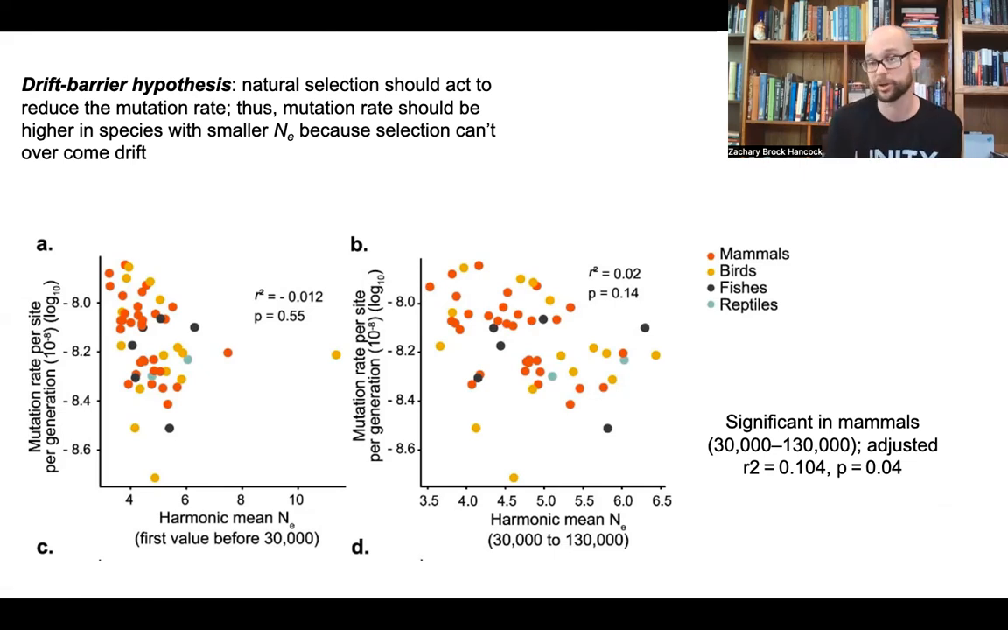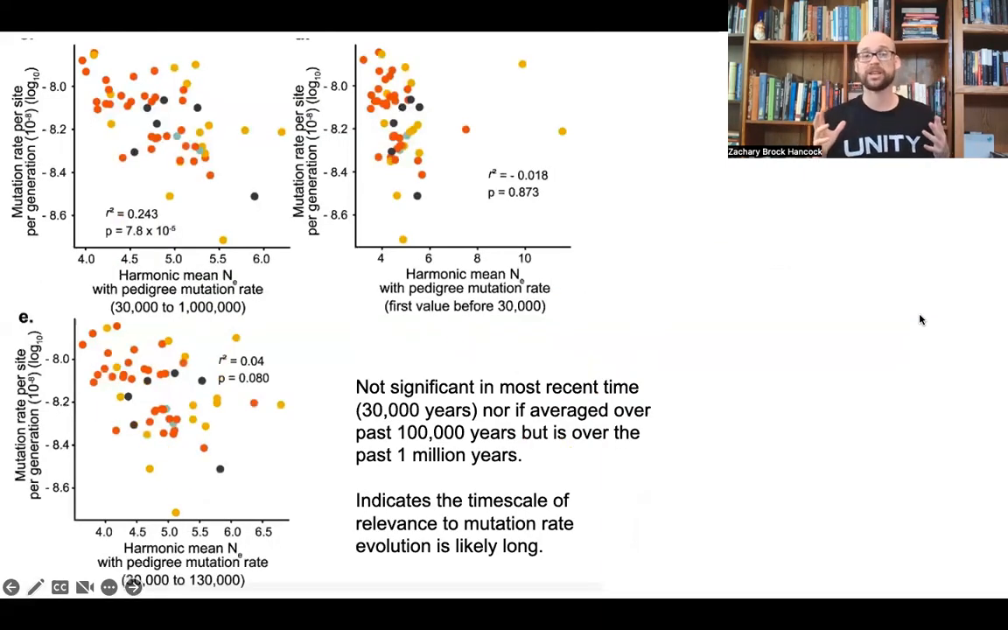However, they do note in their paper that if you just look at mammals, so if you discard birds, fishes, and reptiles, there is a significant correlation in the 30,000 to 130,000. So you can kind of see this if you just look at the dark orange dots and just imagine removing the rest. Then you can see there actually is what appears to be a negative correlation. Okay, but now let's zoom out even further.